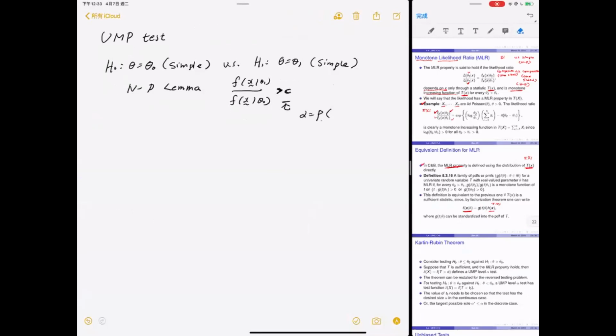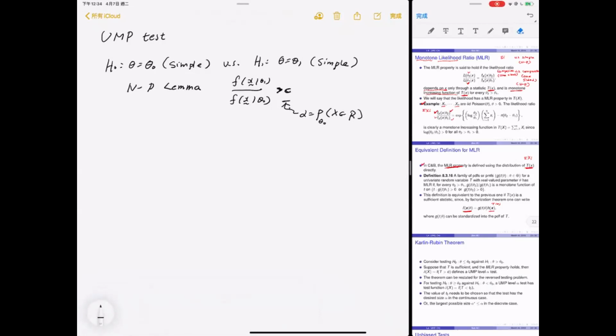Again, how to find C? Using your size, using your type I error probability to find the cutoff C. The same thing as the hypothesis test, right? X belongs to the rejection region. Using that to find C.